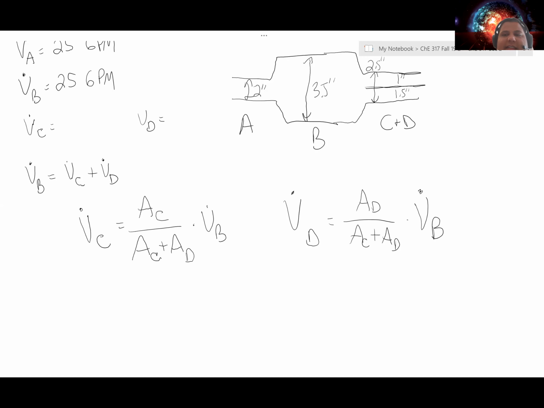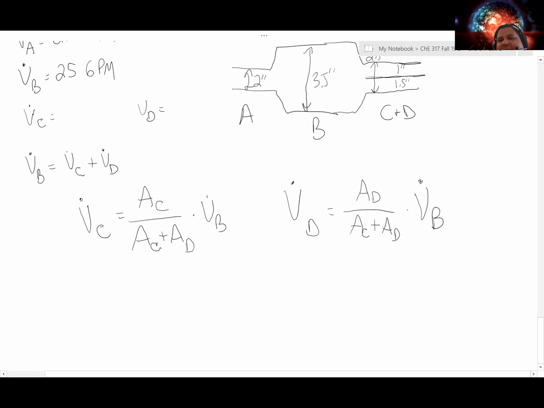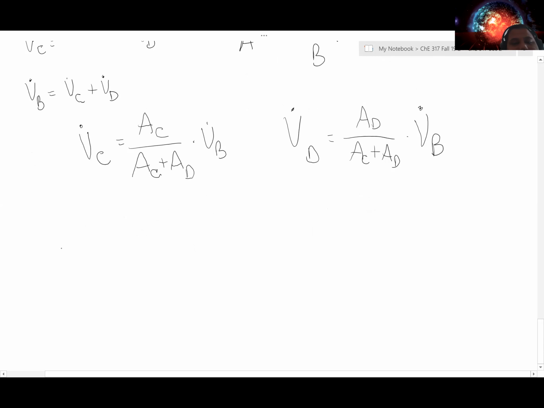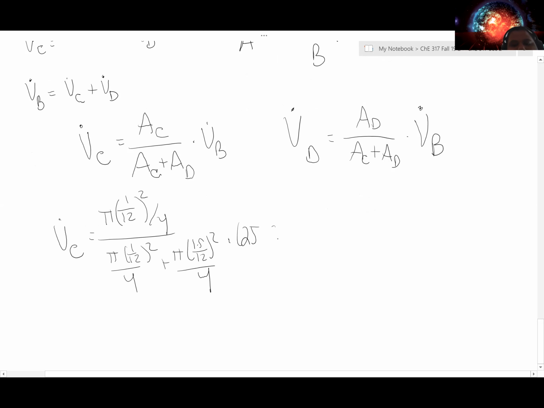Now this is assuming that the pressures are equal in C and D, which if you're going to have uneven pressures, it's going to be a little more complicated, but we'll get into that when we talk about energy balances. And so to find the volumetric flow rate of C, I would say, well, that's pi times (1/12)^2 over 4, over pi times (1/12)^2 over 4 plus pi times (1.5/12)^2 over 4, times 25 gallons per minute.